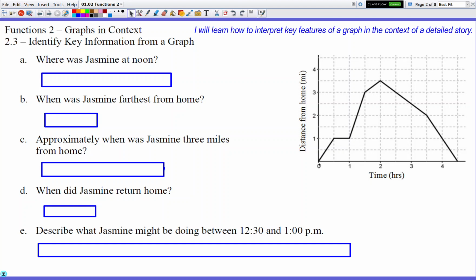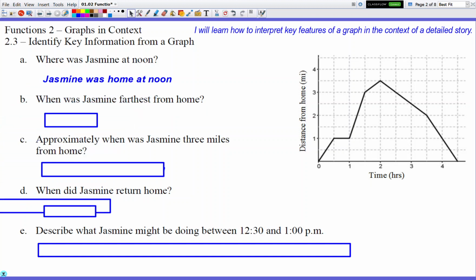So at the bottom of the y-axis, and since the y-axis stands for distance from home, we can assume the bottom of the graph, the origin, the very bottom, the point where the graph starts, is home. So I'm going to guess home. And yep, I was correct. Jasmine was at home at noon.